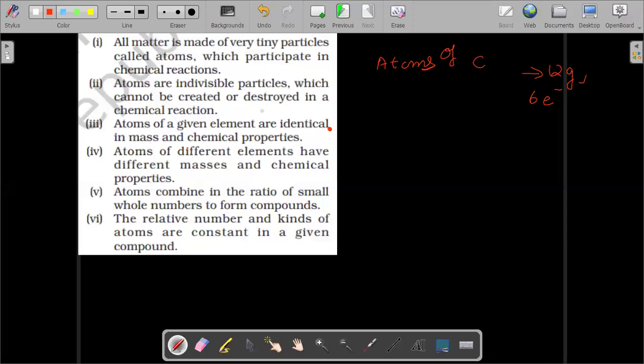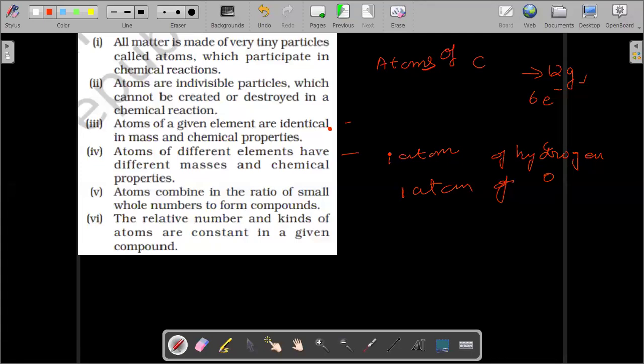Their masses will also be the same. Then, atoms of different elements have different masses and chemical properties. So if you take atoms of different elements, suppose I take one atom of hydrogen and one atom of oxygen. They are the atoms of different elements, hydrogen and oxygen.